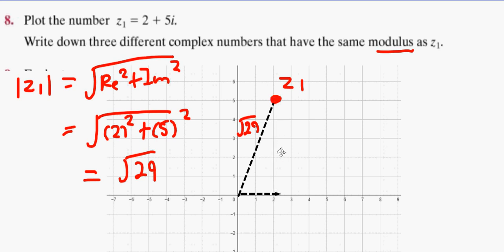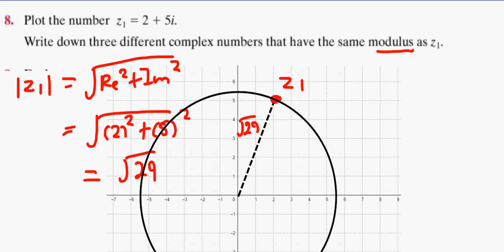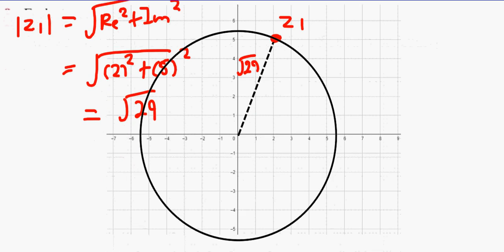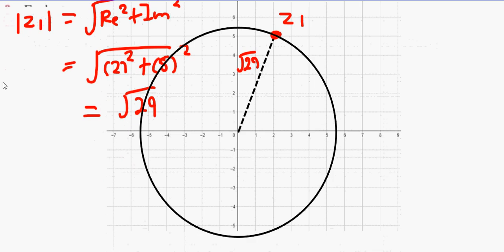Alright. Next question. Can anybody make up another complex number that has the exact same distance away as that complex number right there? Any takers? Go on, Phelan. Yeah. Phelan's going to go for 2 minus 5i, which is this one here, isn't it? So 2 minus 5i would have the same length away from the centre.